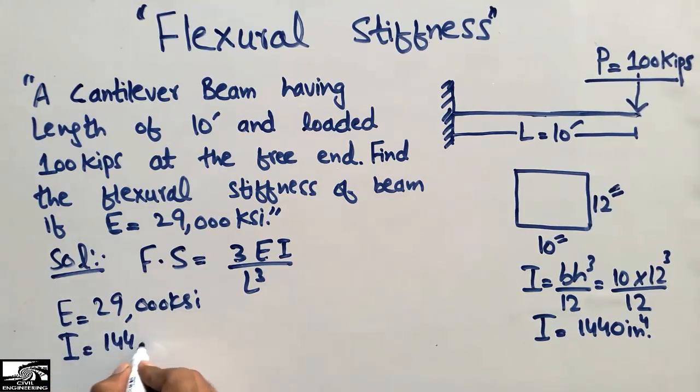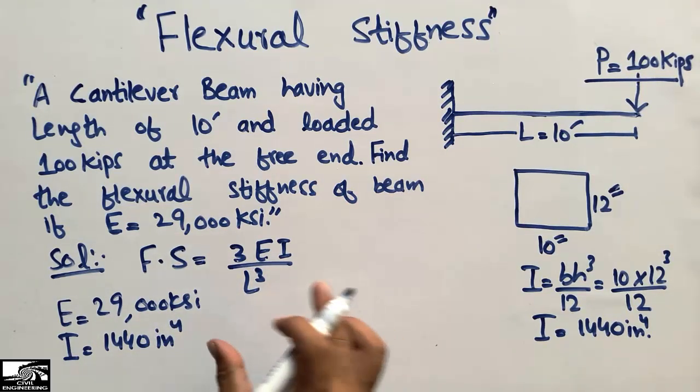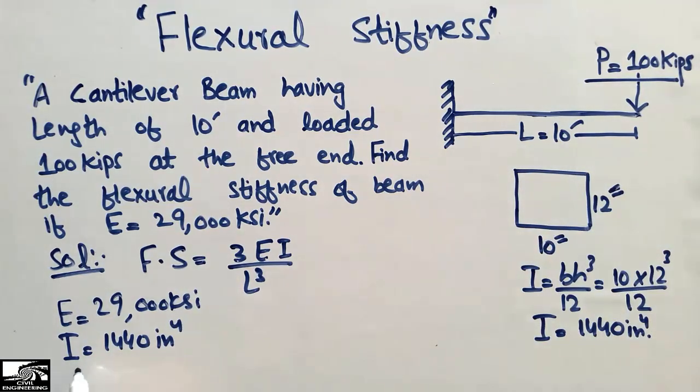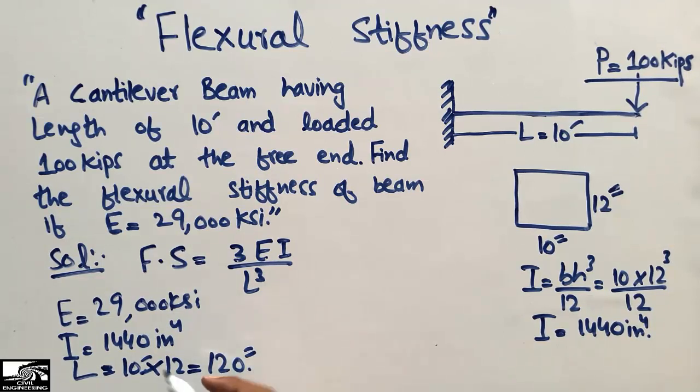Moment of inertia we found for this beam, inch power 4, and the length of this beam is known to us, which is 10 foot. But we have to convert this into inches. So I will multiply it with the 12, because 1 foot is 12 inches, so it comes out to be 120 inches.